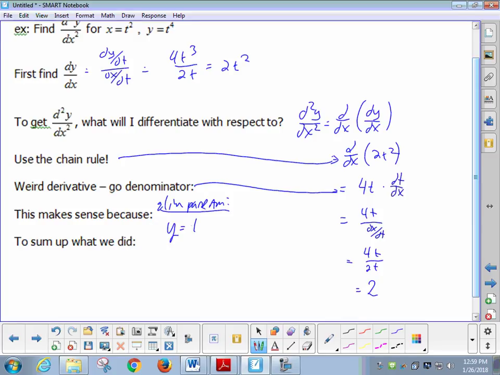y is t to the 4th. And I think you'll agree that's t squared, squared. Yeah? What's t squared? x. Okay. Don't overthink it. It's okay. So y equals x squared. So eliminating the parameter, we get y equals x squared. Although that's fairly complicated, y equals x squared makes a y equals x squared path.